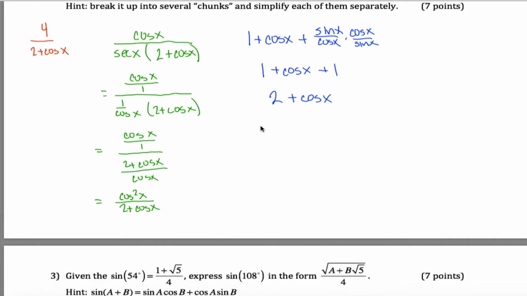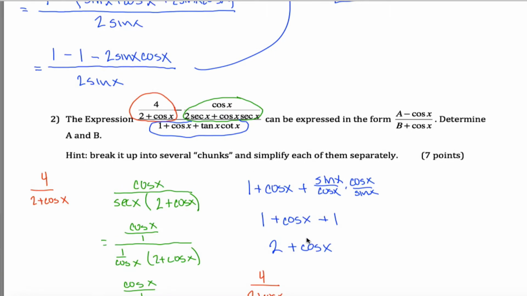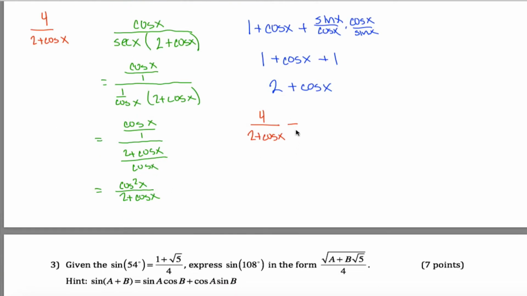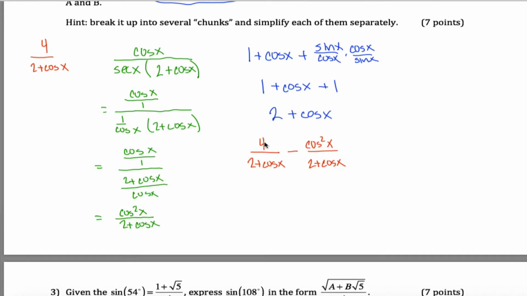So I got this 4 divided by 2 plus cosine of x. Right, that was my stuff in red here. And then from that I want to subtract my stuff in green, which was cosine squared x divided by 2 plus cosine of x. And then I want to divide that whole thing by 2 plus cosine of x.